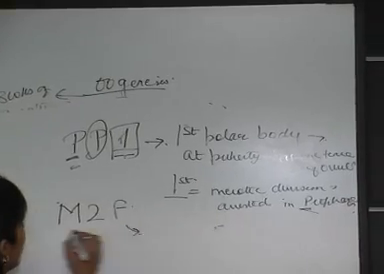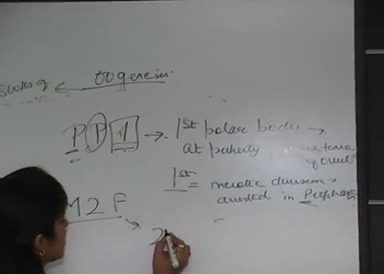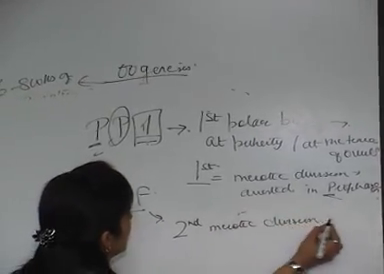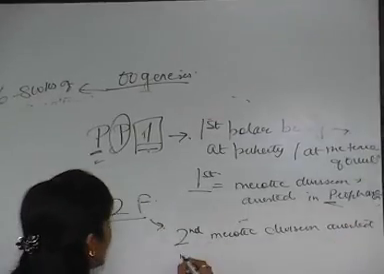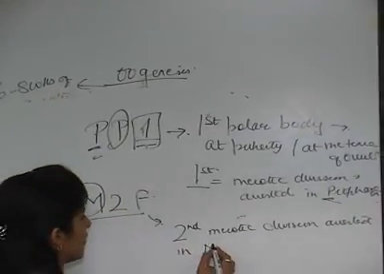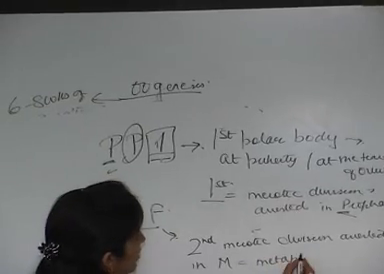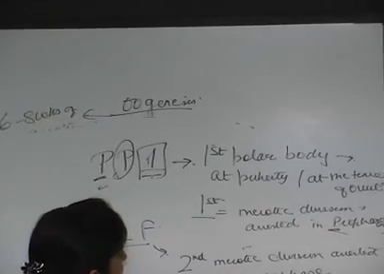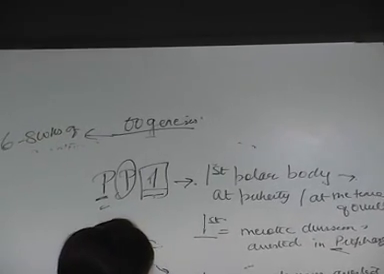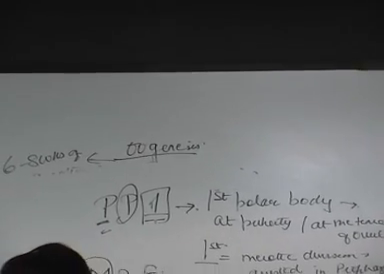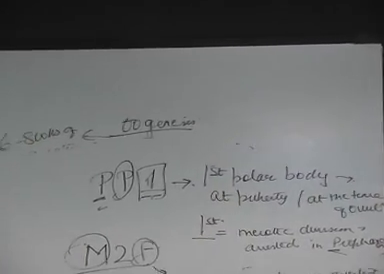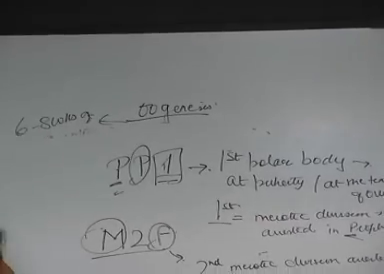Next, M2F. M2F means second meiotic division is arrested in M, that is metaphase, and second polar body is released at the time of F, that means at the time of fertilization. A very helpful mnemonic.